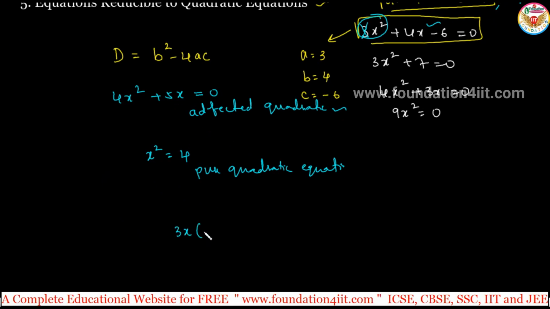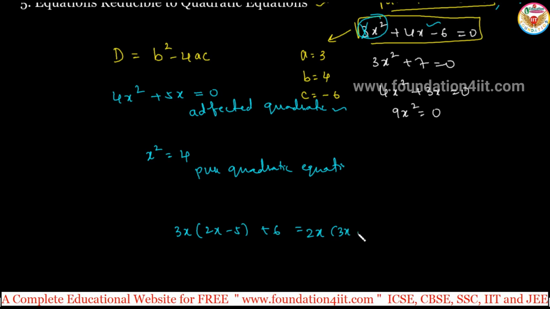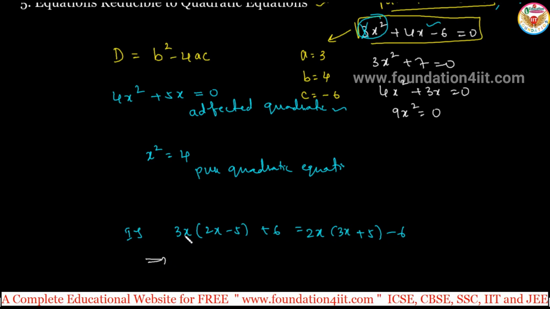A question like this: 3x(2x minus 5) plus 6 is equal to 2x(3x plus 5) minus 6. Is this a quadratic equation or not? So we have to say whether this is a quadratic equation or not. That means you have to simplify this finally. If you get the highest power 2, it's a quadratic equation, or else not.